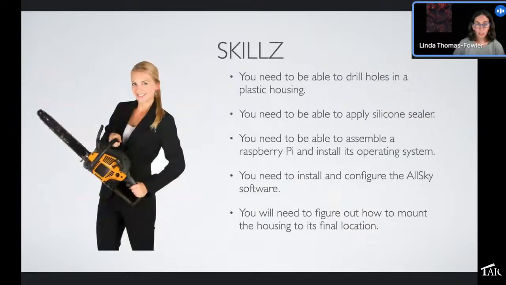So these are the skills that you need to be able to put one of these things together. You need to be able to drill some holes in a plastic housing, be able to apply some silicone sealer to your dome. You need to assemble a Raspberry Pi and install its operating system, and then to install and configure the AllSky software. And then the one thing that I can't really give you too much guidance on, because it's going to depend very much on your local situation, is figure out how you actually mount this camera wherever you need it to go.